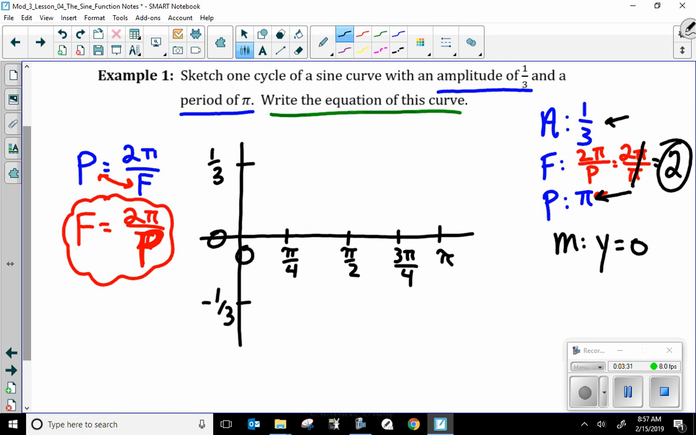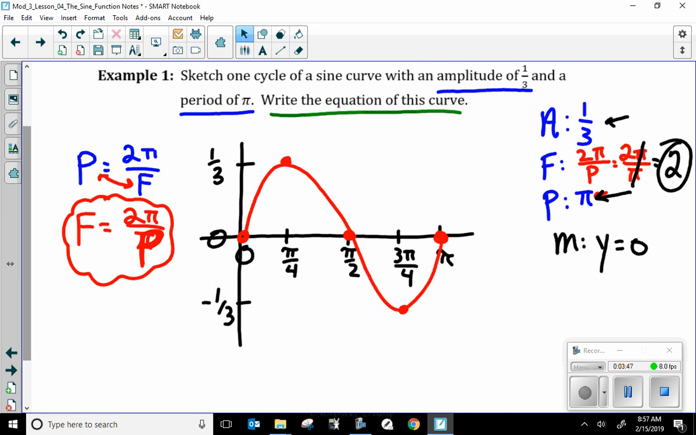Let's not forget, here's our 0. It starts at the midline, it ends at the midline, and in the middle, it's the midline. It goes up to 1/3, down to negative 1/3, and I sketch that. Perfect sketch. Look at you go this early in the morning.